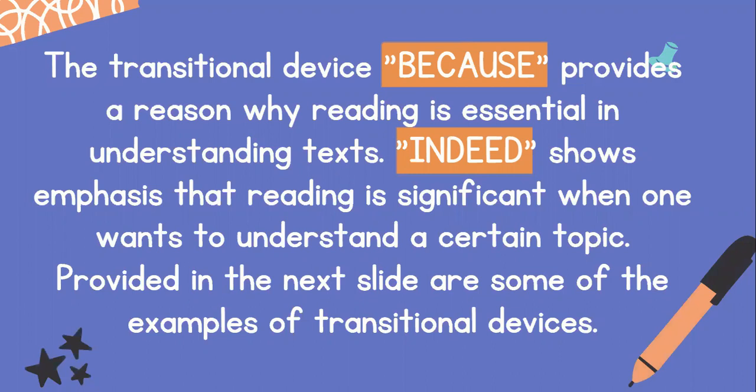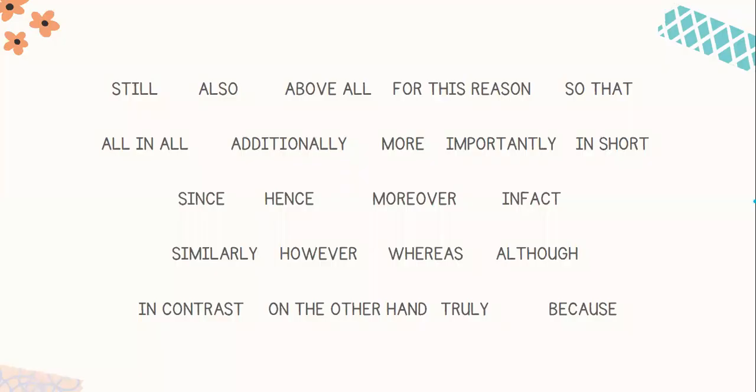The transitional device "because" provides a reason why reading is essential in understanding text. "Indeed" shows emphasis that reading is significant when one wants to understand a certain topic. Now, provided in the next slide are some examples of transitional devices. Here we can see still, also, above all, for this reason, so that, all in all, and so on and so forth.